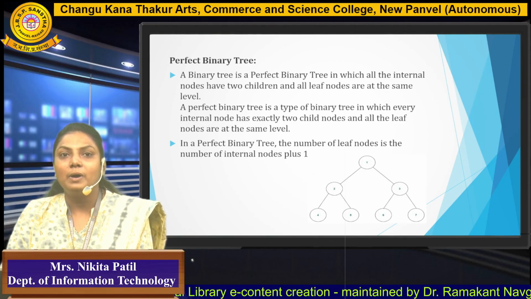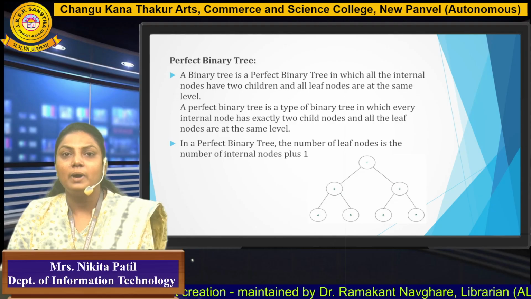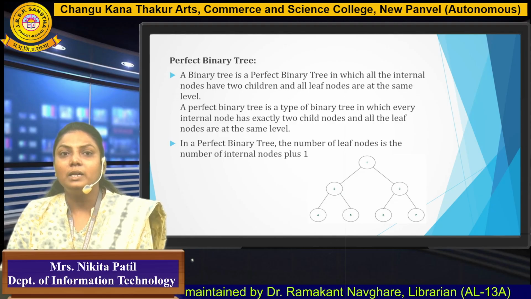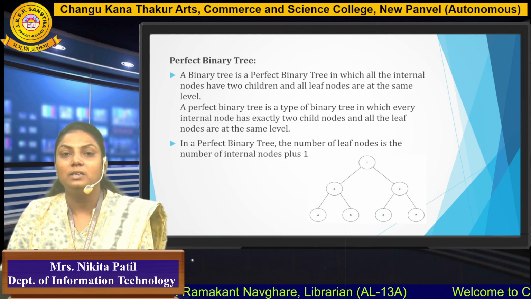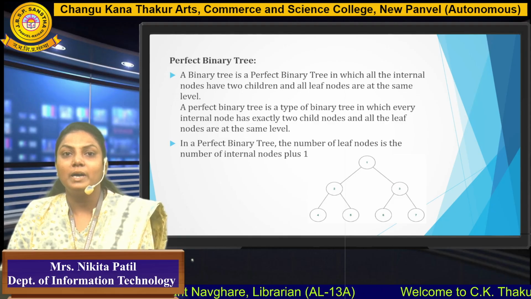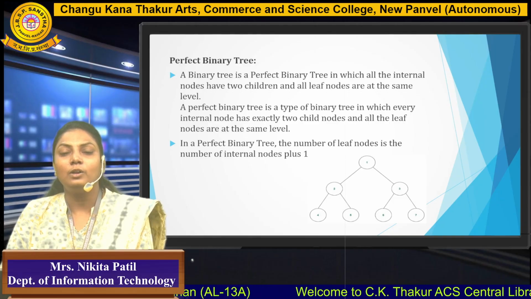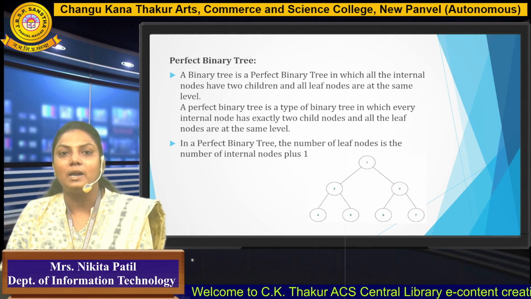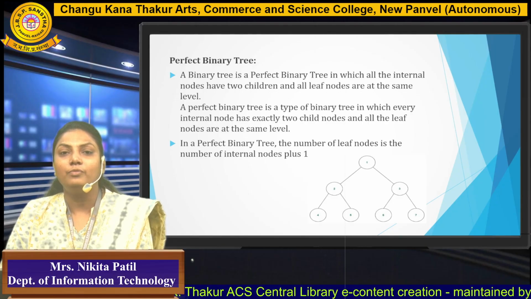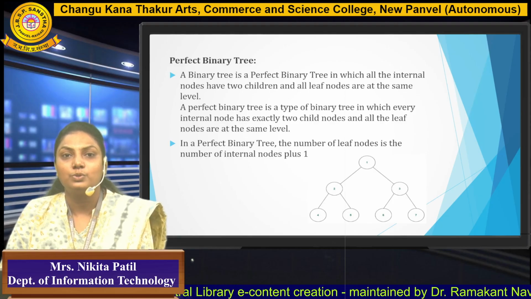Next one is the perfect binary tree. A perfect binary tree is a binary tree in which all the internal nodes have two children and all leaf nodes are at the same level. So a perfect binary tree is a type of binary tree in which every internal node has exactly two child nodes and all the leaf nodes are at the same level. In a perfect binary tree, the number of leaf nodes is the number of internal nodes plus 1.